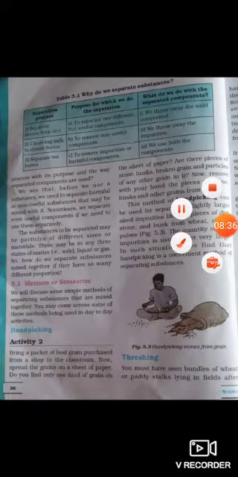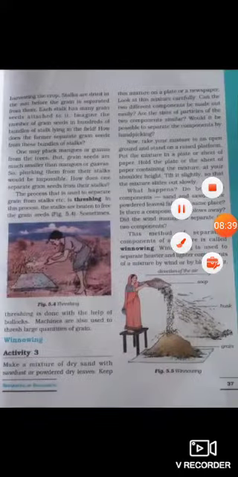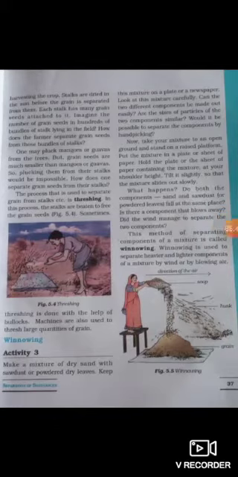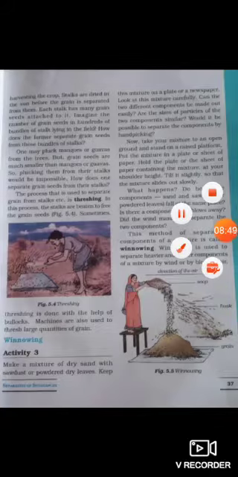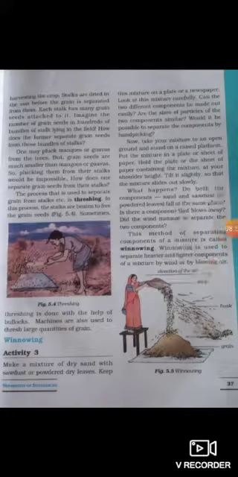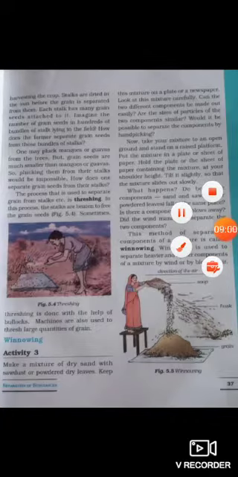I have told you about this, right? A wheat plant, after harvesting, the grains are separated from the stalks, right? I have told you about it, but I didn't tell you how these grains are separated from these stalks. This method of separating grains from the stalks is called threshing. Understood?